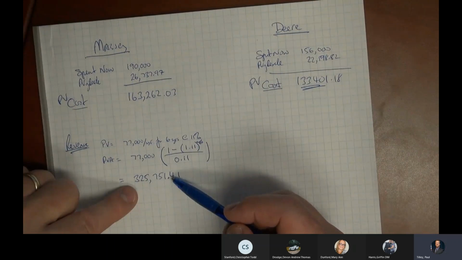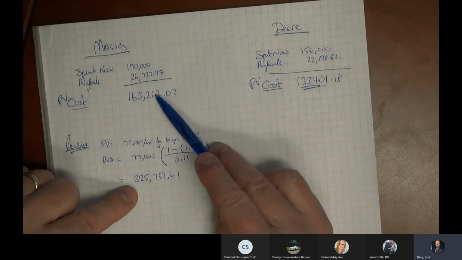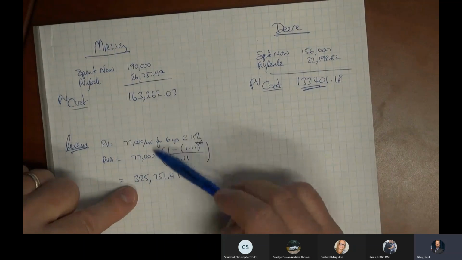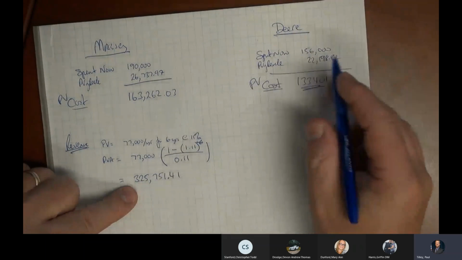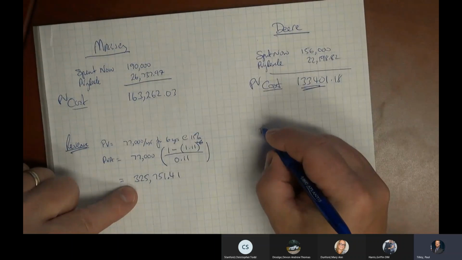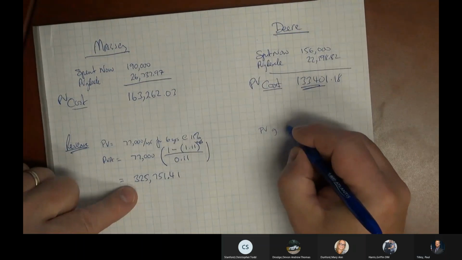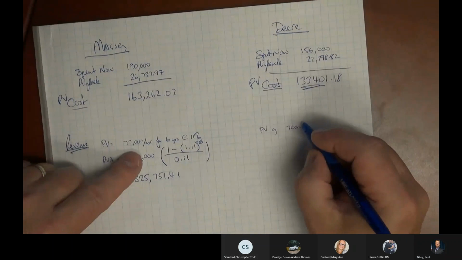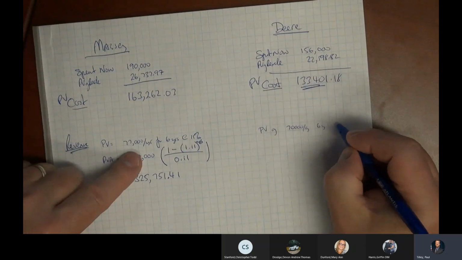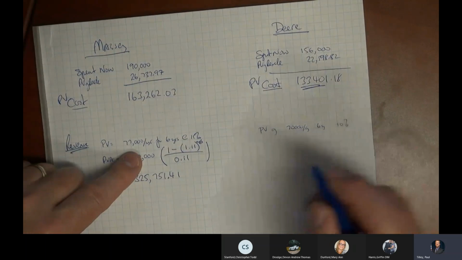Okay, so this is the revenue coming in. This is how much money we put out in present value terms. Now we'll go over to the Deere and ask, well, what's the present value of that? So we're looking for the present value of $70,000 a year for 6 years at 10%.